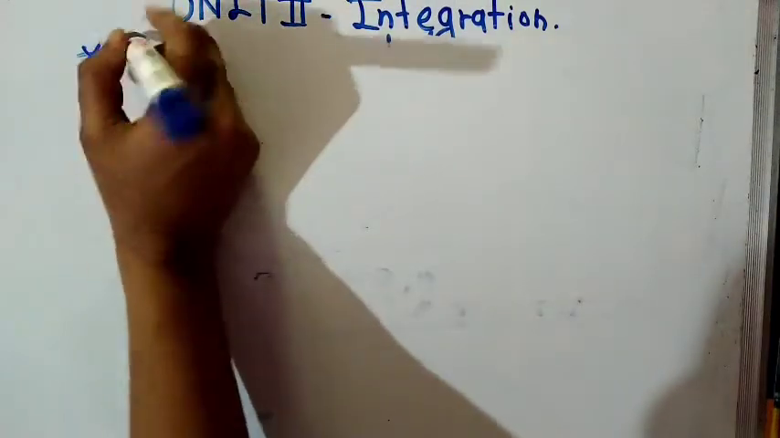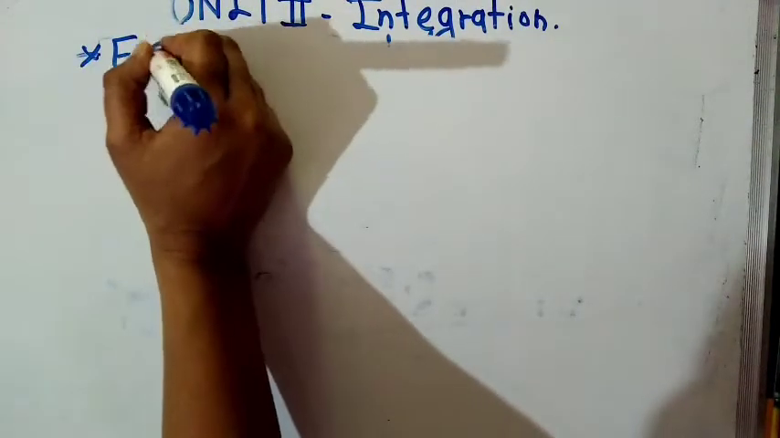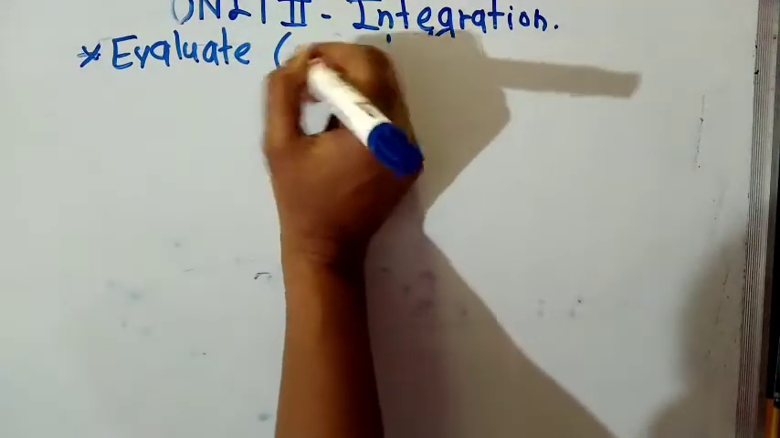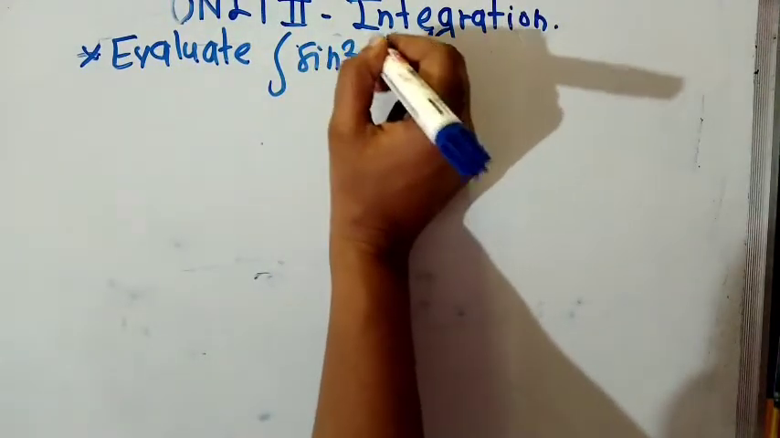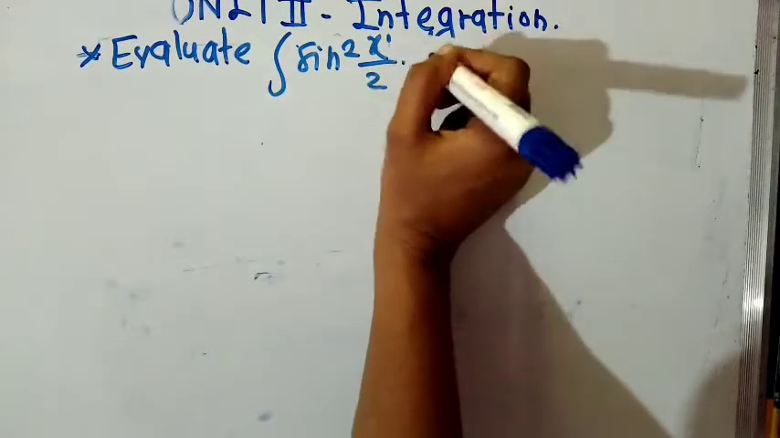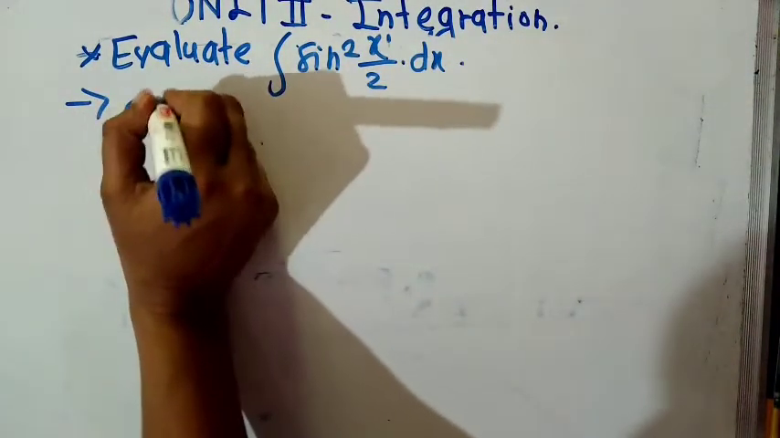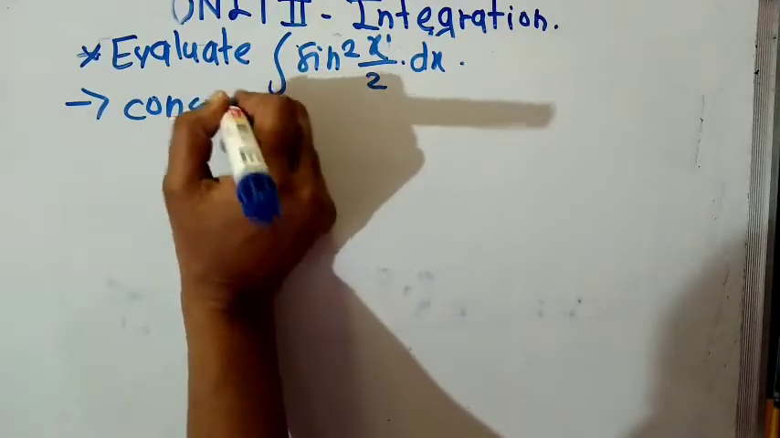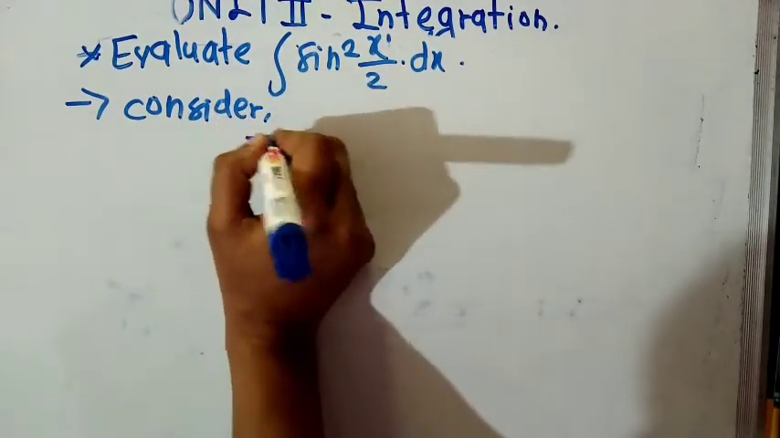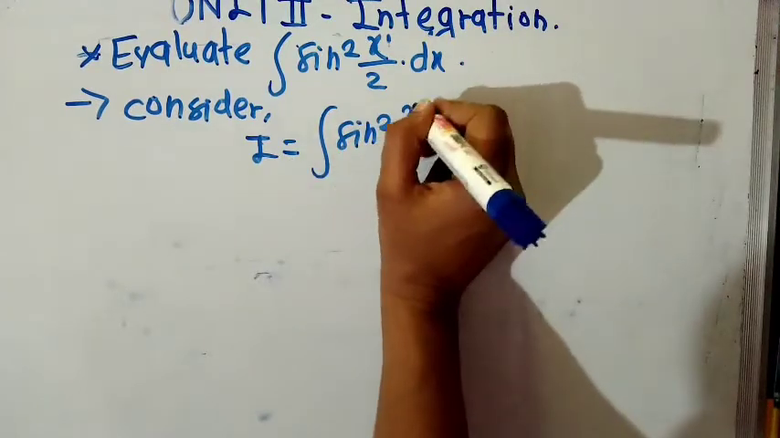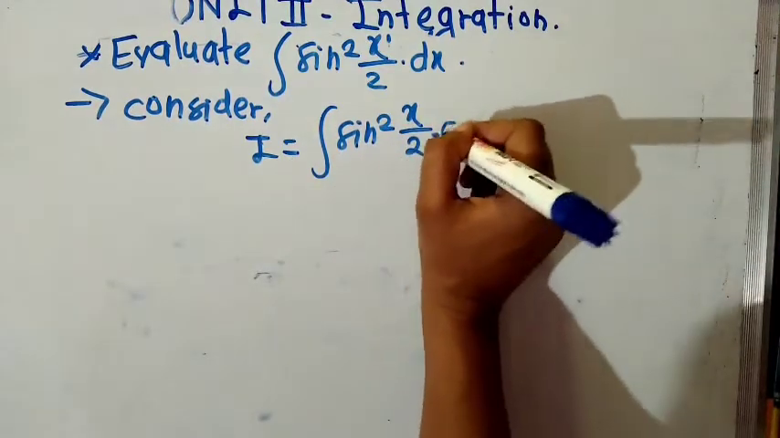Then we give the next example. Evaluate integration of sin square x upon 2 dx. So first of all, consider I is equal to integration of sin square x upon 2 dx.